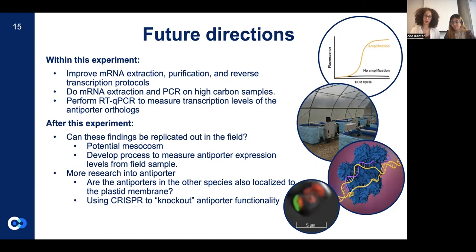And then just in general, it would be amazing to have more research into this antiporter, figuring out if the orthologs in the other species are also localized to the plastid membrane using tagging, or using CRISPR to knock out the functionality of this antiporter and then see how the diatom reacts, which would give us many more clues into the function of this antiporter.